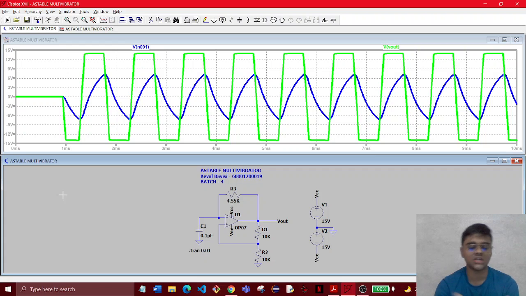For the discharge we get a negative Vsat, and then it again starts charging. For that we get a positive Vsat. So in this way, through the cycle of charging and discharging, we get a positive and negative Vsat for the rectangular wave generated over here.